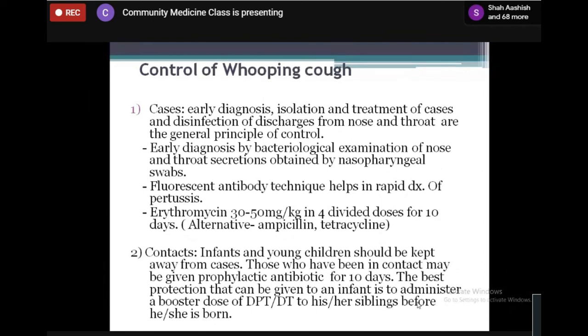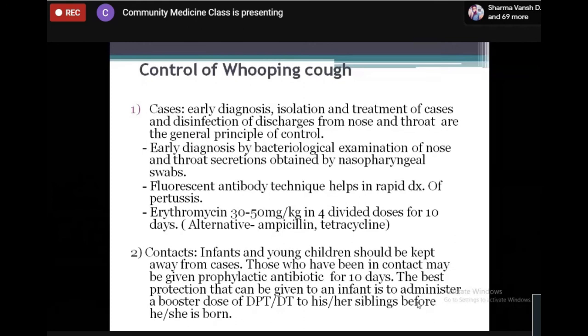So, how to diagnose? You have to take the swab from the nose and pharynx, and you have to send it for culture, and from the throat, the pharyngeal swab. And the fluorescent antibody technique test helps in rapid diagnosis of pertussis. That can also be done. Fluorescent antibody test. And then you have to give erythromycin, which is the drug of choice.